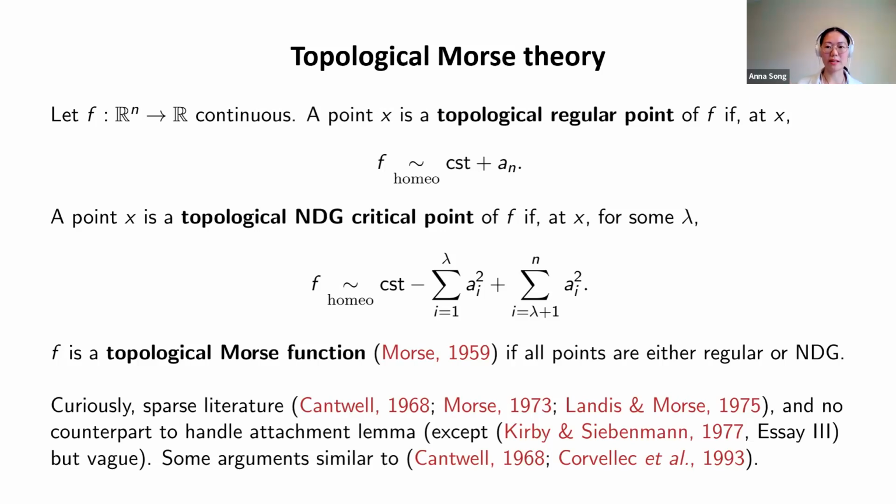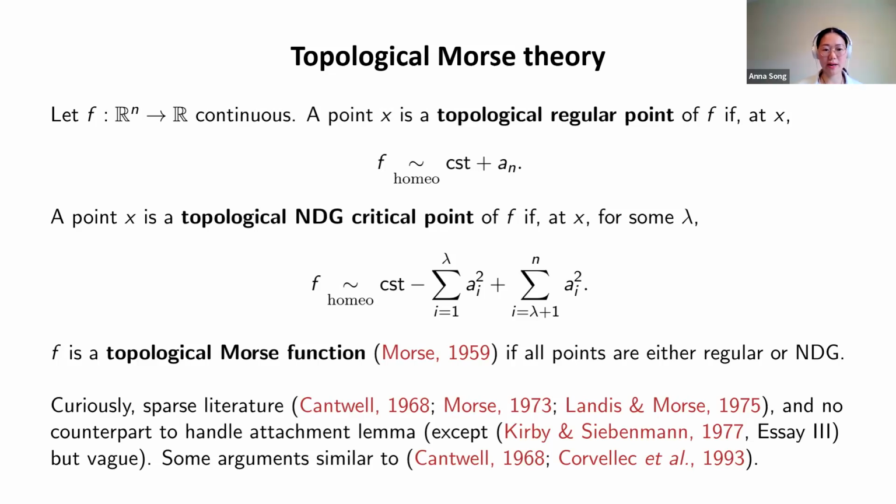These are functions that admit only two types of points: either your regular points, so f can be written in a linear-like form, or your NDG points in the topological sense, and then f can be written in a normal form, up to homeomorphisms of the domain.